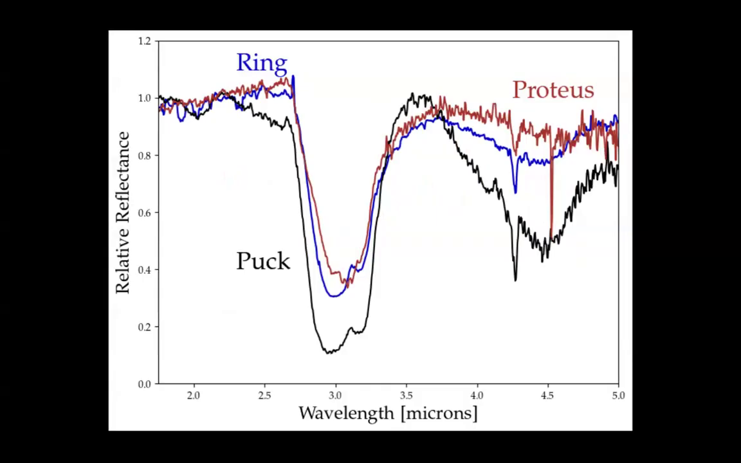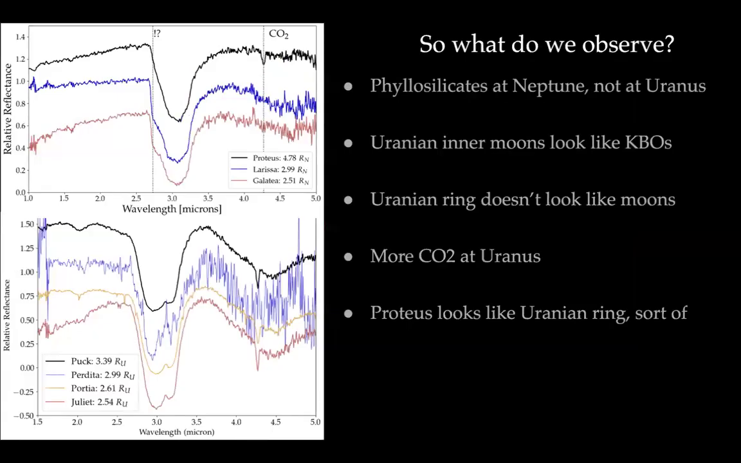So now I want to turn towards the dynamical picture of what's happening. How do we actually explain these spectra? What have we observed so far? What we've seen so far is these phyllosilicates at Neptune, and by contrast, that the Uranian inner moons look like Kuiper Belt objects, that the Uranian ring doesn't look like its moons, and that you have more CO2 at Uranus, paradoxically. You have this volatile compound that you have more of at Uranus than at Neptune.